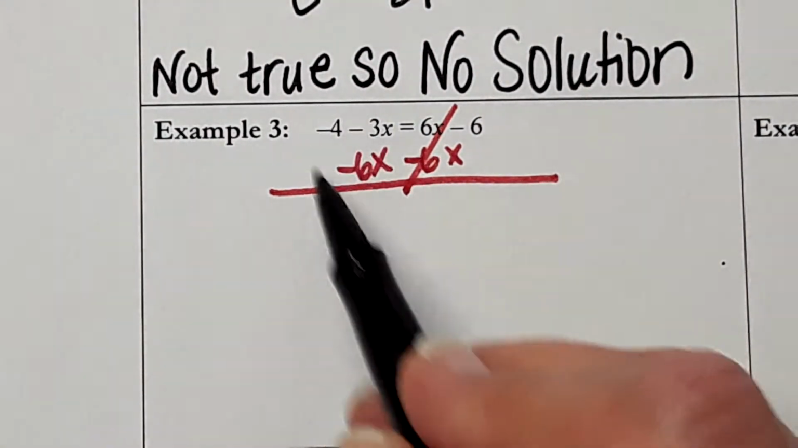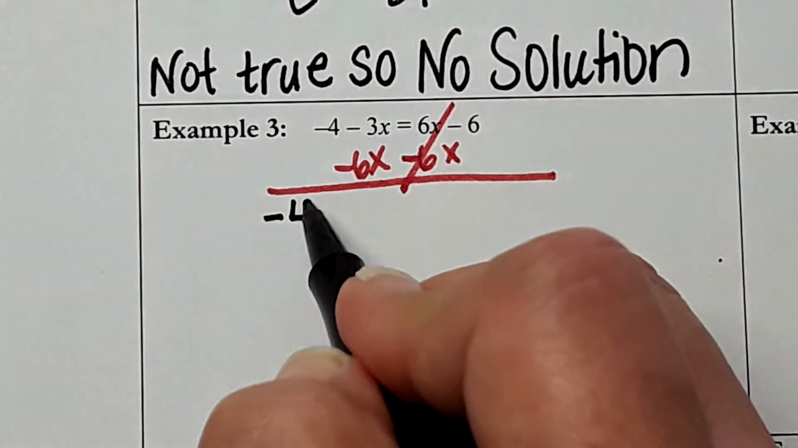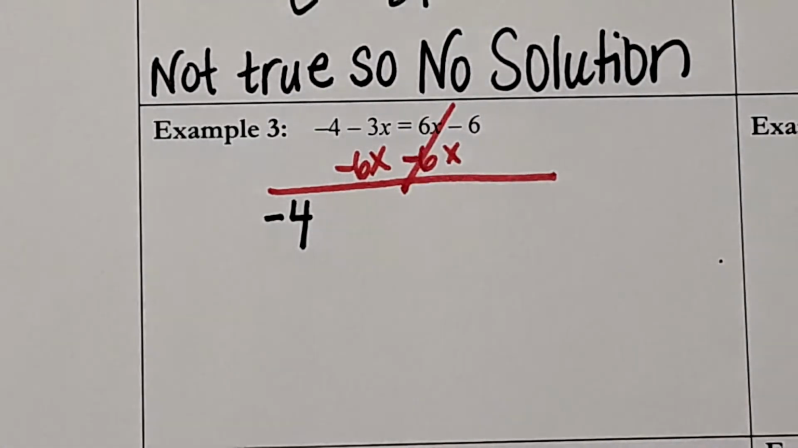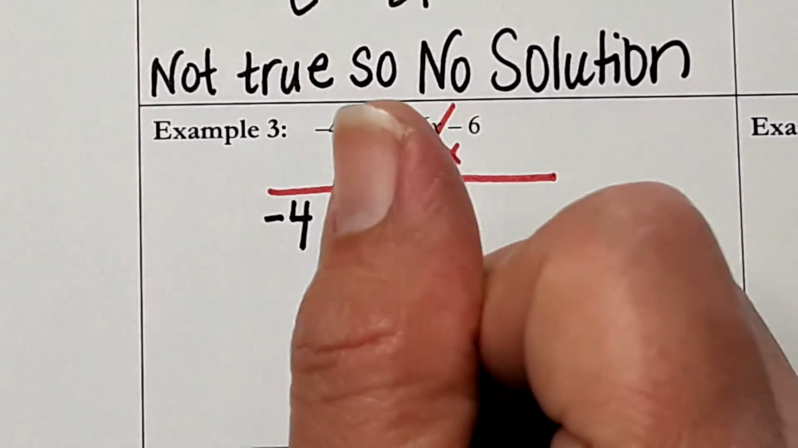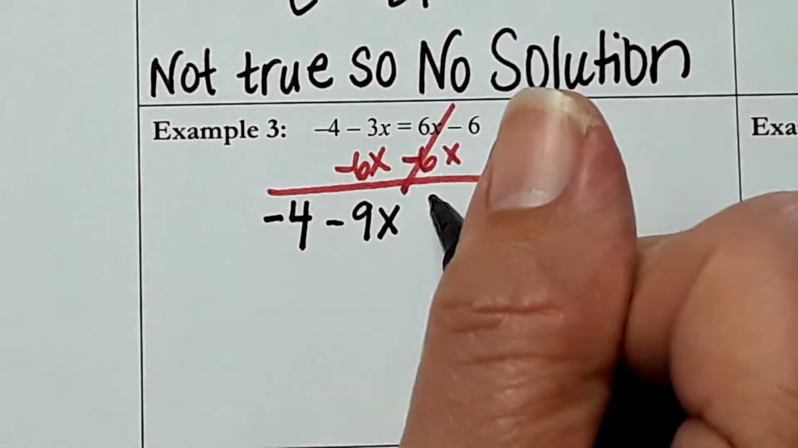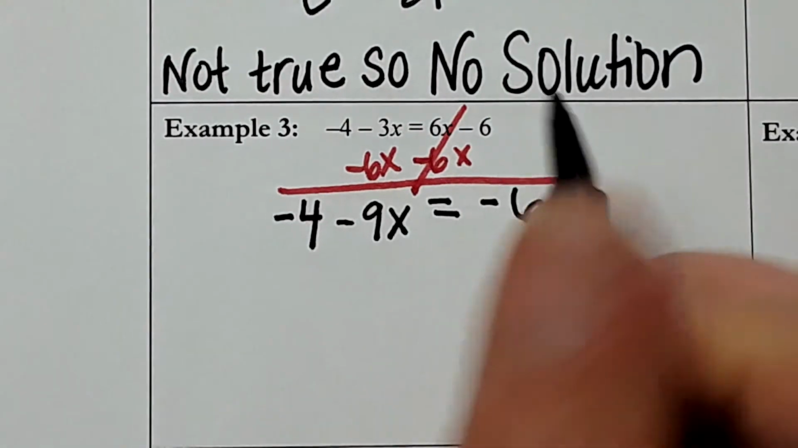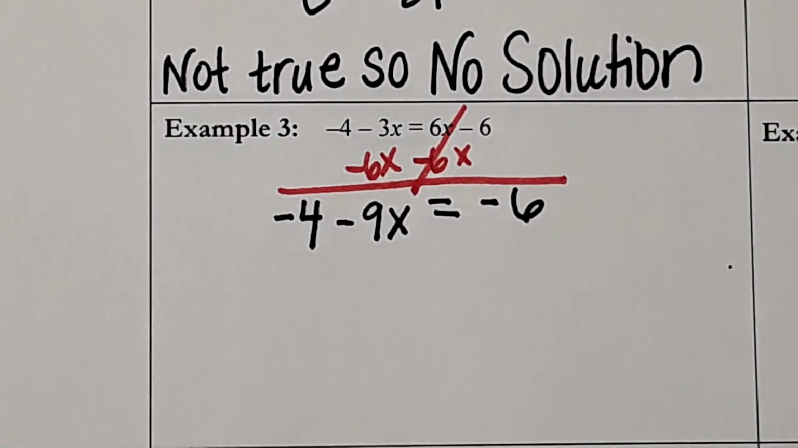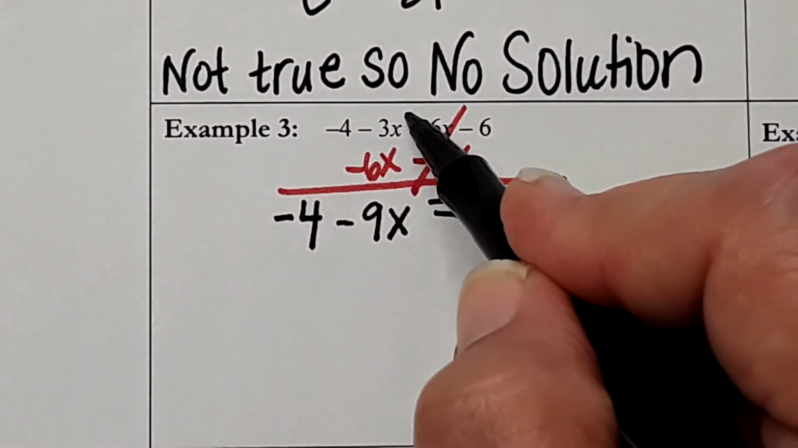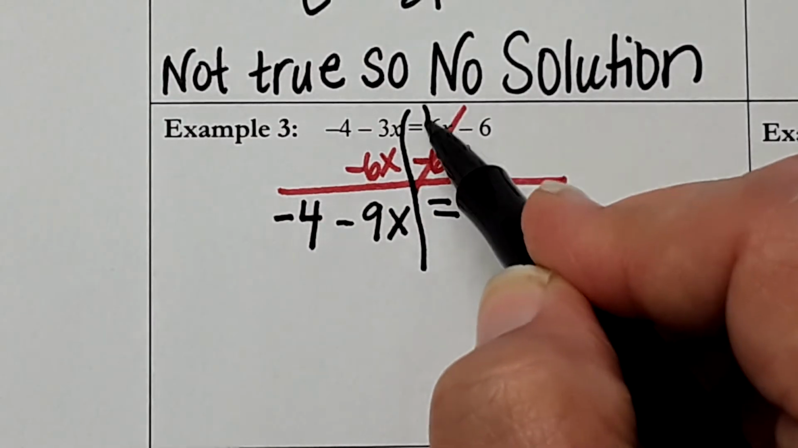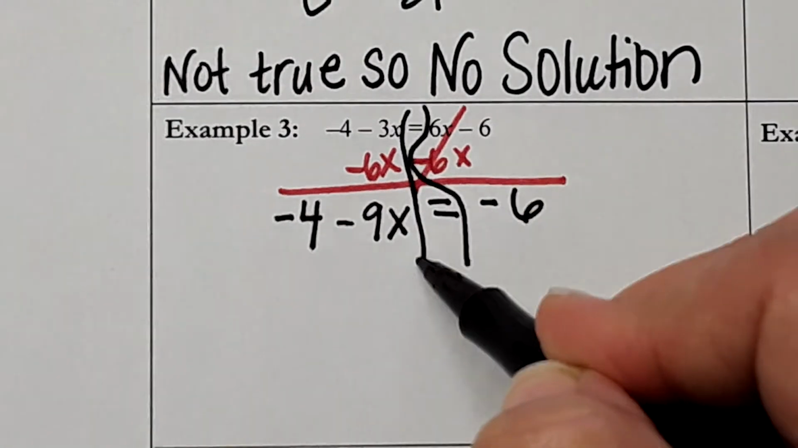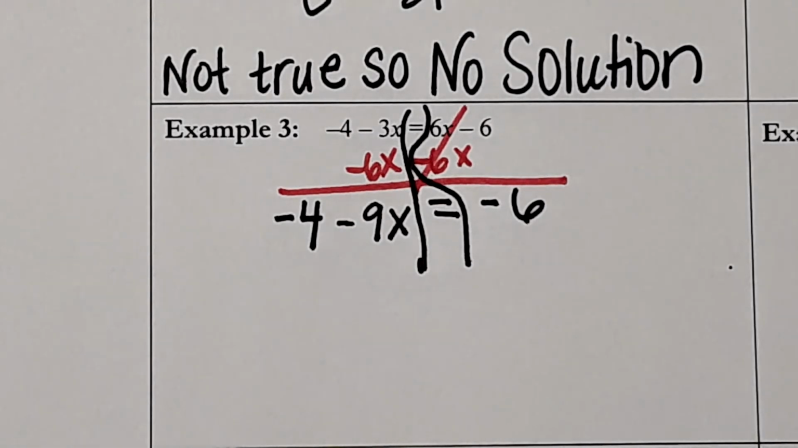The -4, there wasn't anything that we combined, so I'm just going to bring my -4 down. -3x minus 6x. Then I'm going to bring down the equals, and it equals -6. So you're moving it from the right-hand side of the equal sign to the left-hand side. And you guys, if you like to do what I call the river, where you do it one side so you can see where the equal sign is, I'm fine with that. Because I know that's probably what you've done in the past. Go ahead and keep doing that.